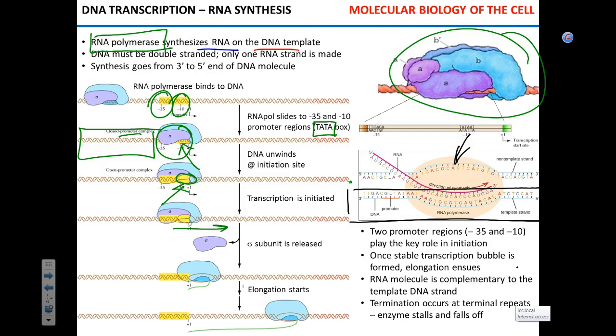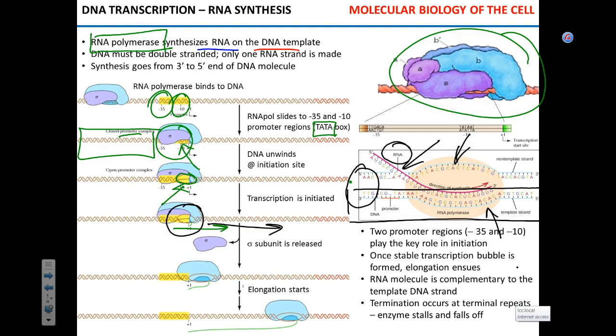Does that make sense? This is the bubble that moves along the DNA molecule. It unzips at the front, RNA polymerase reads the template strand, produces the RNA transcript, and then the DNA molecule zips back. Does that make sense?